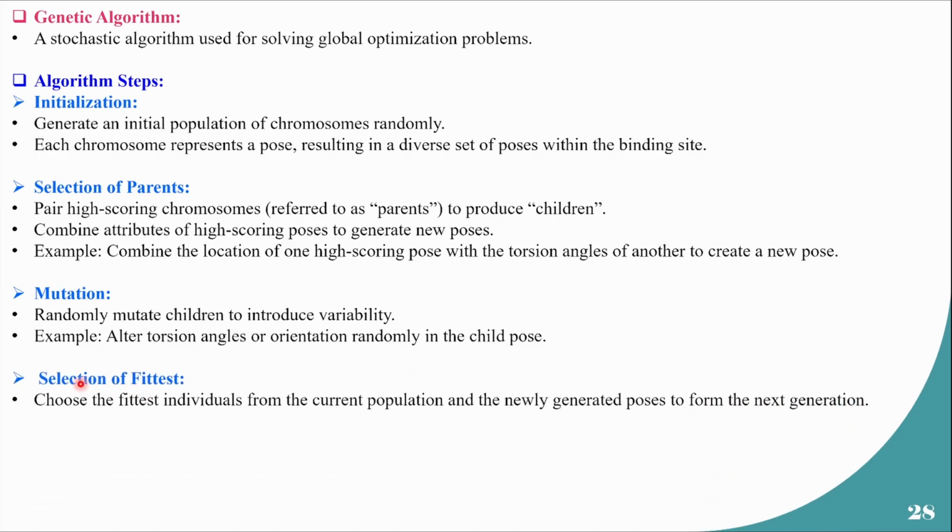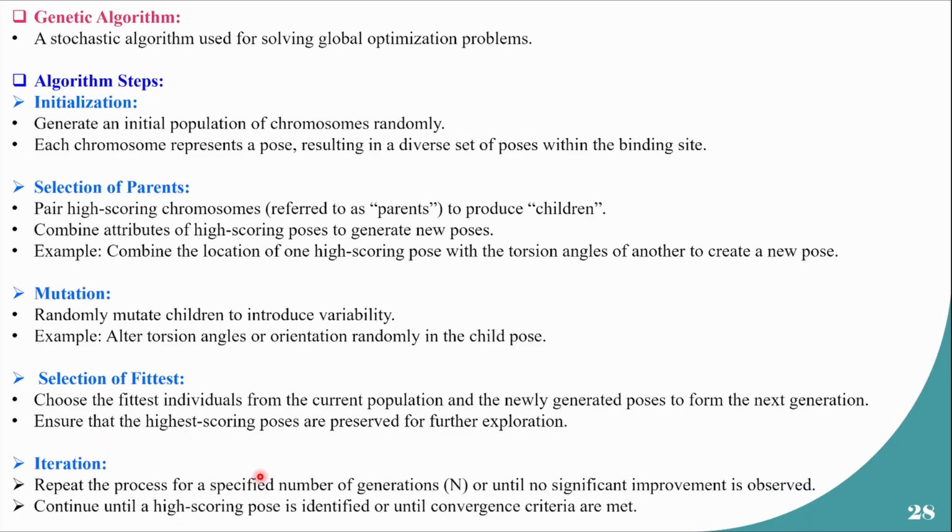And then ultimately it will do the selection of fittest. So from a current population, it will find the fittest individuals. In the docking sense, it will have the best scores, those kind of poses. And then it will try to get newly generated poses to form the next generation. So it will again combine the best scoring poses and again form the next set of poses for the next generation. It will do that iterative process basically.